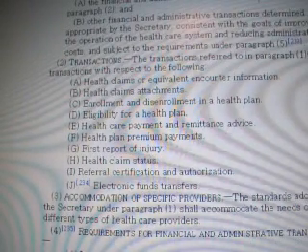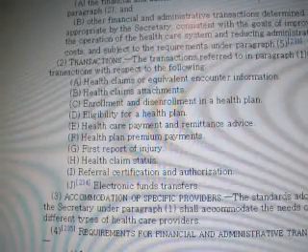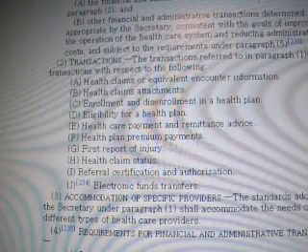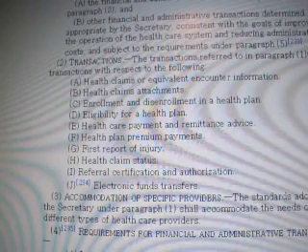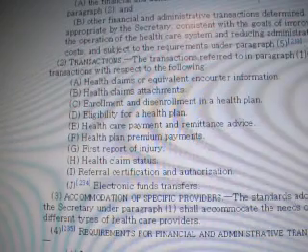Health claims attachments. This is where if you have a statement from your doctor saying specifically what is wrong with you and you attach that to the claim that you're making to the health insurance people that you're with, that's another transaction. Enrollment and disenrollment in a health plan. That is where you fill out an enrollment form and you send it to the health insurance saying, hey, I want to enroll in your health insurance.